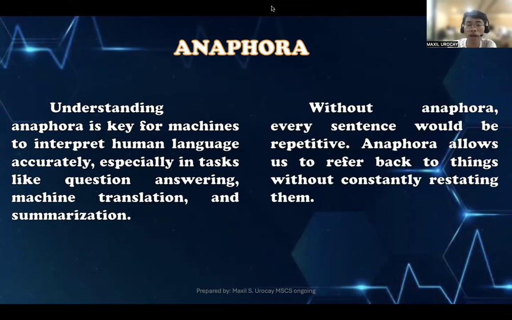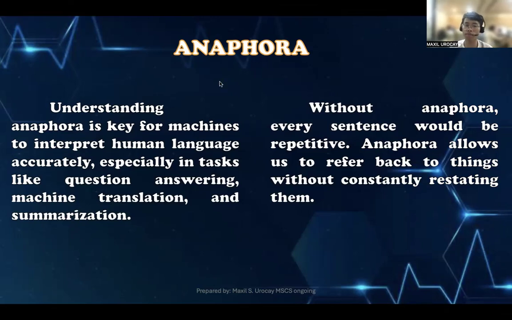So if we do not use anaphora, what is going to happen? Every sentence would be repetitive. Anaphora allows us to refer back to things without constantly restating them. And of course, in terms of NLP, we must be careful with our sentences, because the meaning might also be confusing. That is our goal here in anaphora resolution.